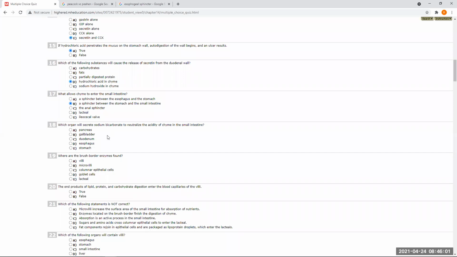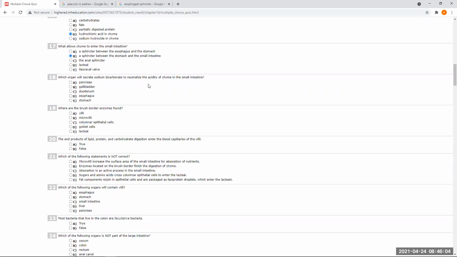Good. Let's go forward. Which organ will secrete sodium bicarbonate to neutralize the acidity of chyme in the small intestine? Which one does that? The pancreas. Yes. All right, who answered that one first? Matthews, in terms of last name. Sasha, very good. Who else? Somebody was joint with Sasha. Who else answered? Swinila. Good. All right, so very importantly there, it's the pancreas.